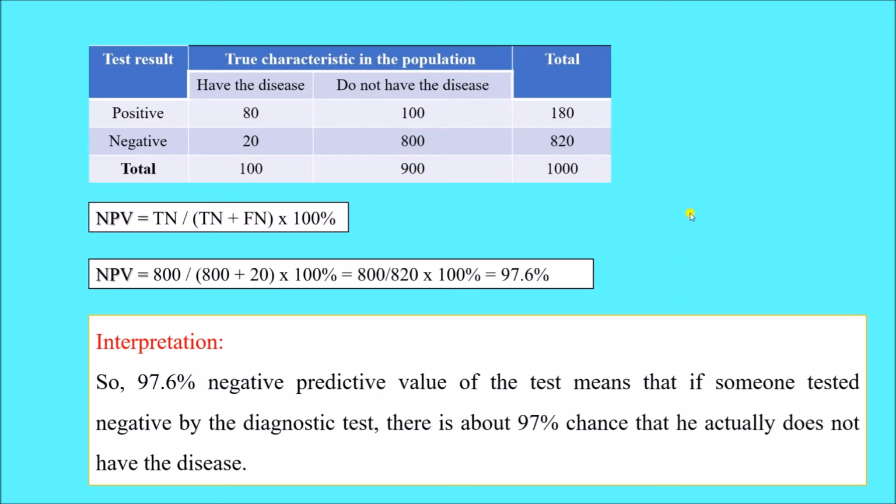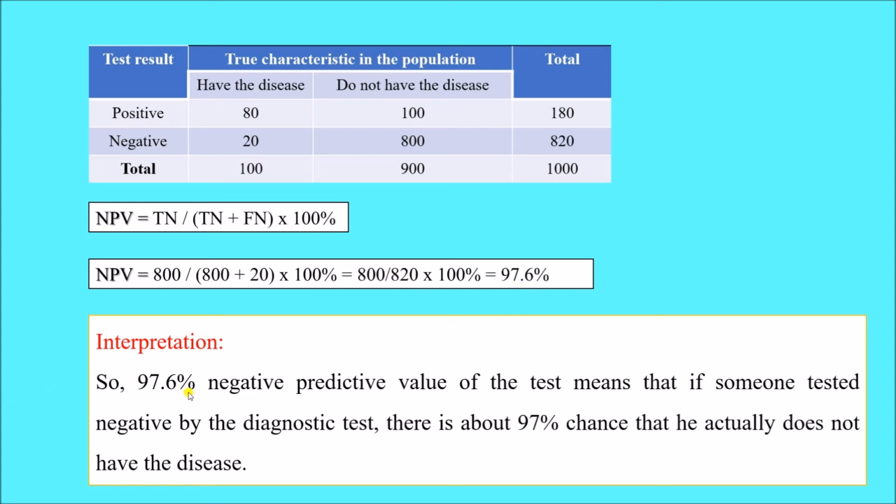This is the same example here. So negative predictive value is given by true negative divided by true negative plus false negative. True negative is 800, false negative is 20 because they have the disease. So 800 plus 20 is 820. So the negative predictive value is 800 divided by 820, which is 97.6%.